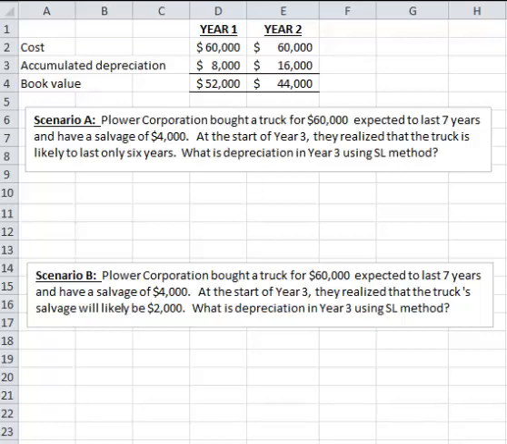So we would use the book value at the time of the change, which would be the $44,000, and we put it in the calculation where cost would normally have gone, and then we spread that over the remaining life. So let me show you what I mean.